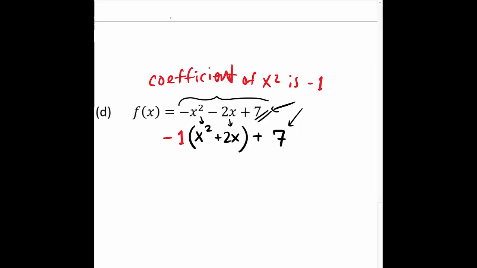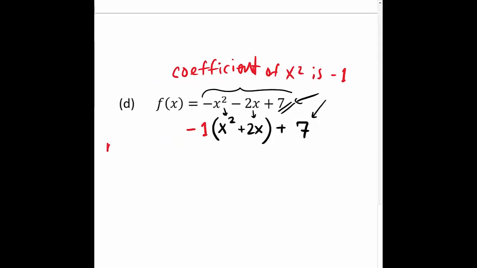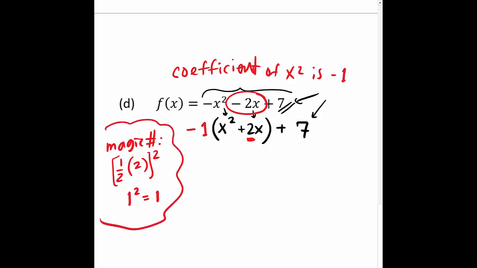And then the next step is to find the magic number. So think about it off to the side here. The magic number is half of the coefficient of x, so b, which is 2, squared. And notice I'm looking at b as it is now, not how it was before. I'm not going to say half of negative 2. It's half of the new b value that I have now. So half of 2 is 1, squared is 1. That's a nice magic number, right?